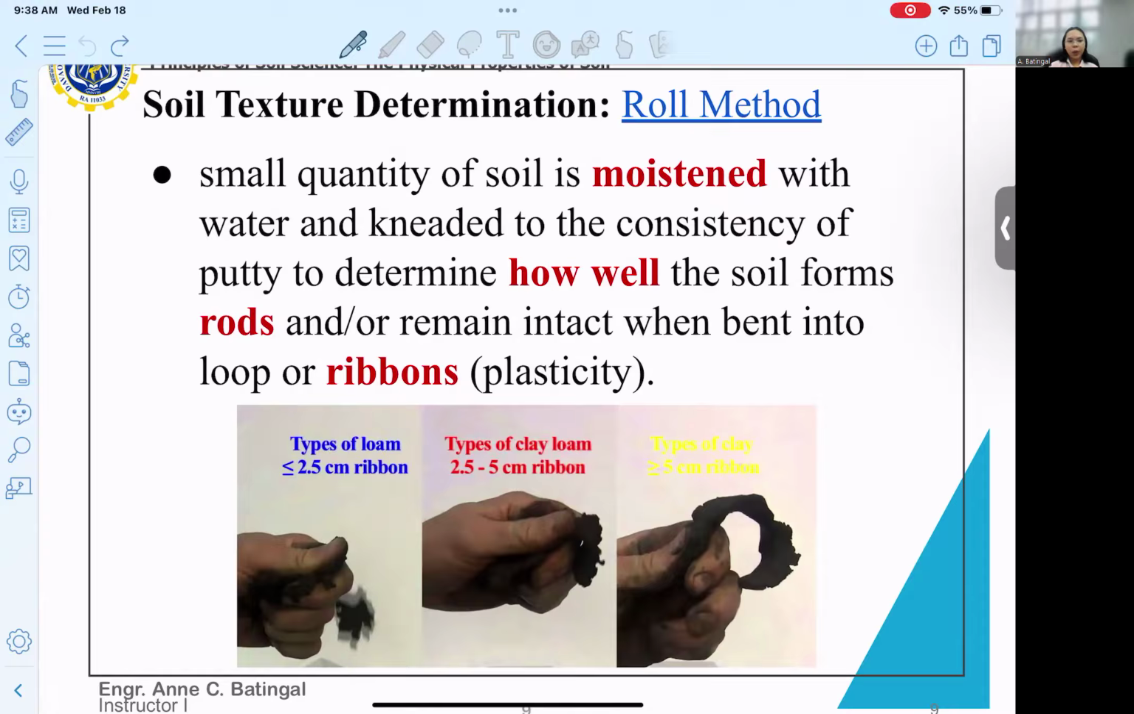So, what happens in the roll method? You get a small quantity of soil and you moisten it, but not super wet either, just the right moisture. You moisten it with water and knead it to the consistency of a putty to determine how well the soil forms rods or ribbons, or how it remains intact when bent into a loop or ribbons.